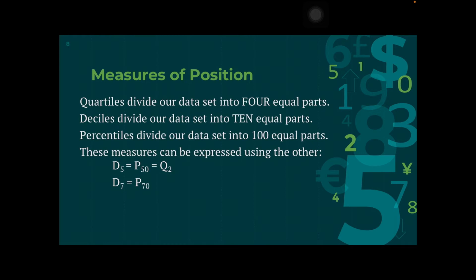Now, as I said earlier, ang mga measures na ito ay actually pwede mong i-express using the other. So, for example, si D5 or the 5th decile, we can also call it the 2nd quartile and we can also call it the 50th percentile. So, pare-pareho lang yung mga yan. Okay?